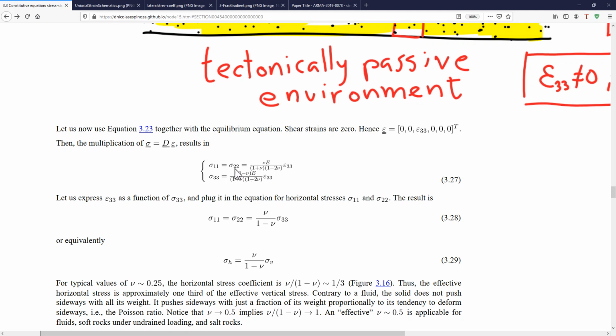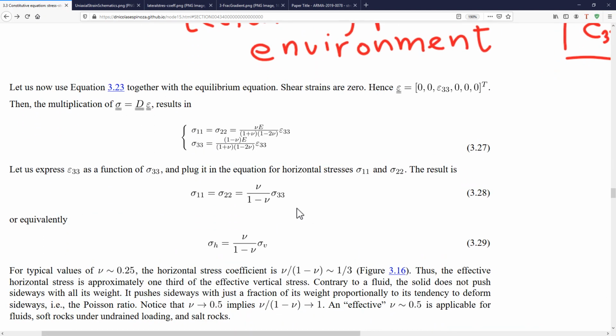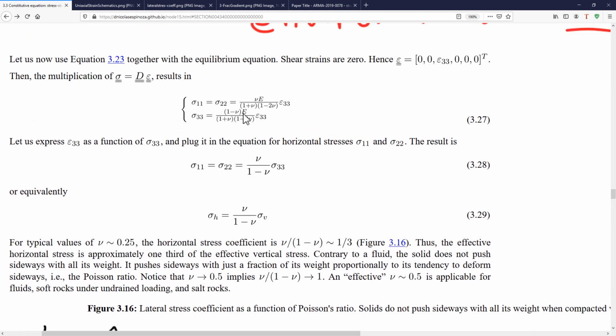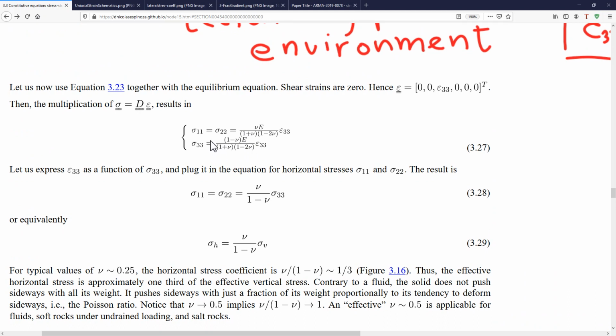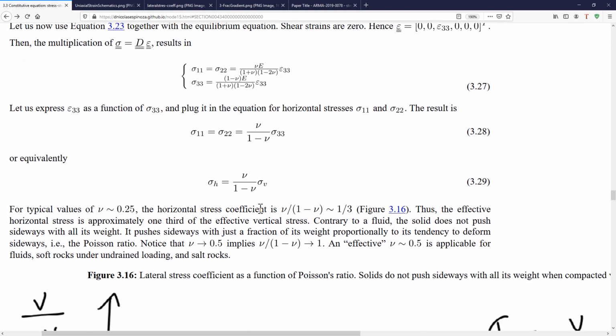Particularly from here, I'd like you to notice that now we can calculate the horizontal effective stresses sigma 11 and sigma 22 as a function of the effective vertical stress sigma 3, because we can replace epsilon 3 by its function of sigma 3. So combining these two equations, I arrive at this next equation that tells me that the effective horizontal stresses are proportional to the effective vertical stress by a coefficient which, in this theory, is the Poisson ratio divided by 1 minus the Poisson ratio. This term is what is called the effective lateral stress coefficient. And as we can see, for these particular conditions, it's just a function of the Poisson ratio. All right, so let's try to see some typical Poisson ratios and what this effective lateral stress coefficient is.